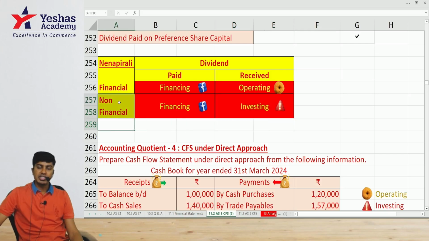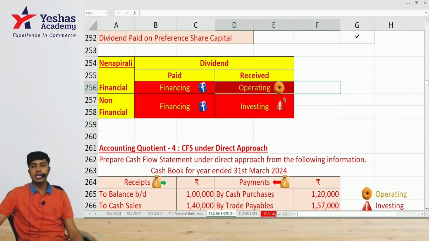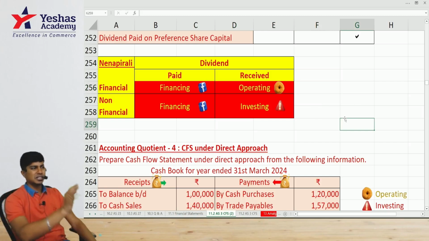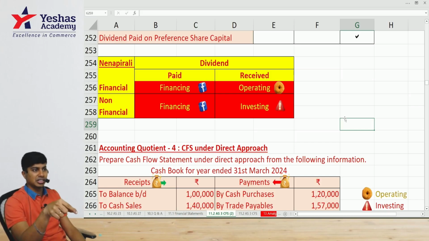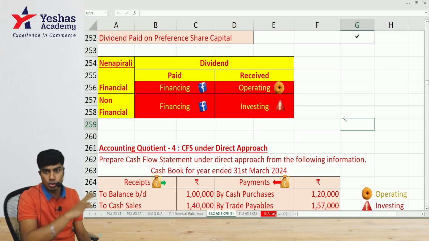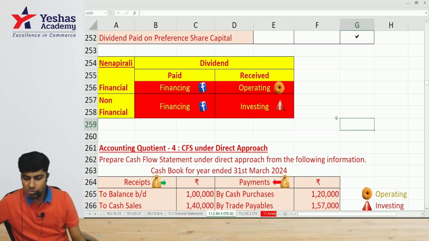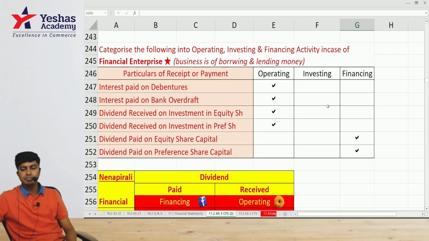If you are a non-financial enterprise. If you are a financial enterprise, then you take it as operating. 99% of the times, whenever you get a question in the exam, it's always a non-financial enterprise, unless they specifically mention that it is a finance company. It's a rare possibility, but can be. So quickly copy this.